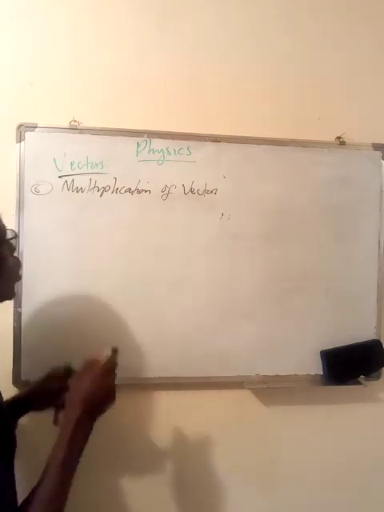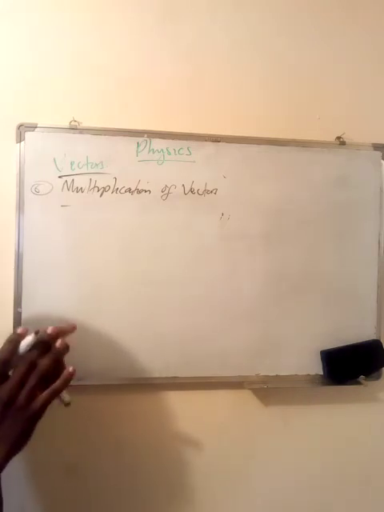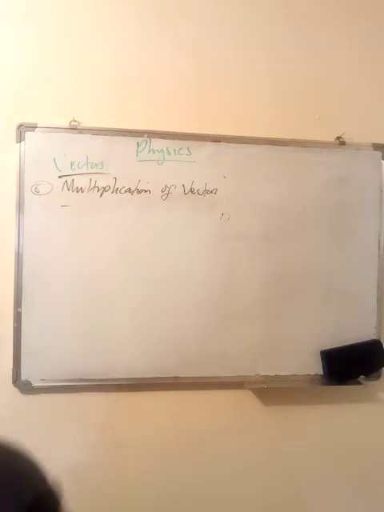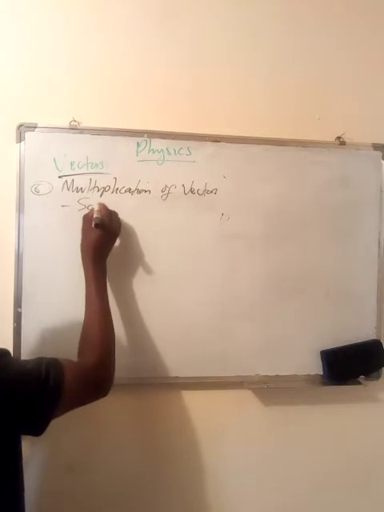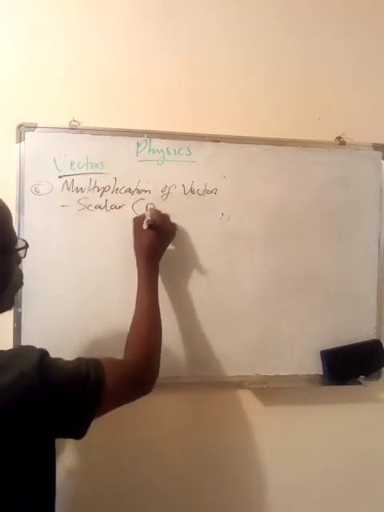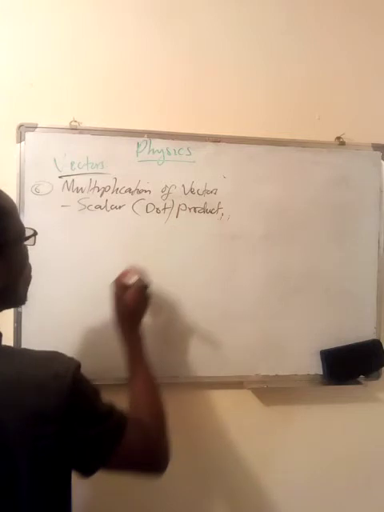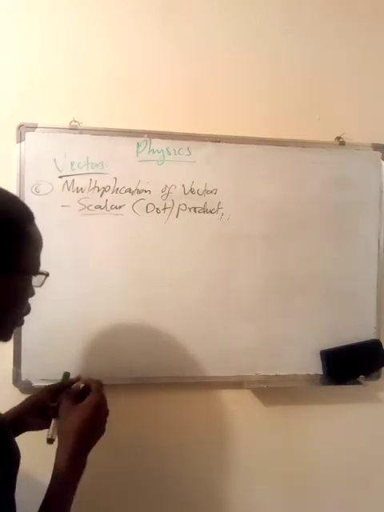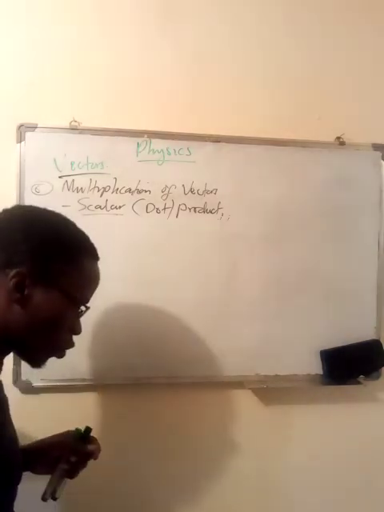Now when you look at multiplication of vectors, when you multiply something, the answer that you get is called the product, isn't it? The answer you get after multiplying two things is called the product. In the case of multiplication of vectors, we can either have what is called the scalar or dot product. Now when we use the word scalar, it obviously means that there's no direction. So when we multiply those two vectors, what we get is going to be a scalar quantity.